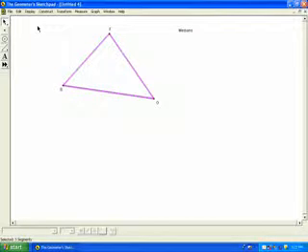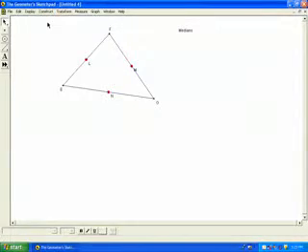In order to create a median, the first thing that we have to do is find the midpoint of all three sides. So bingo, now I got pink midpoints. I got L, M, and N. Those are the midpoints. Now, what is a median?